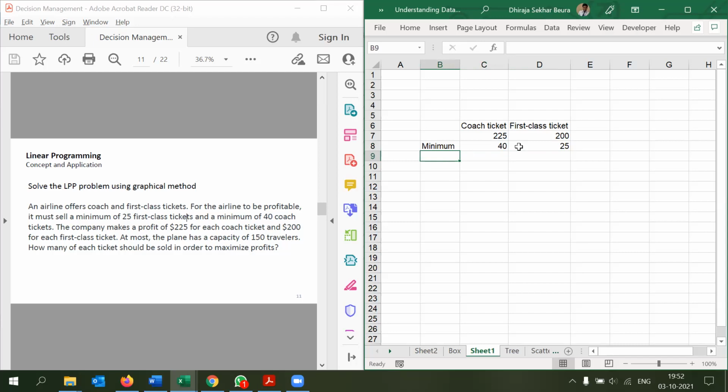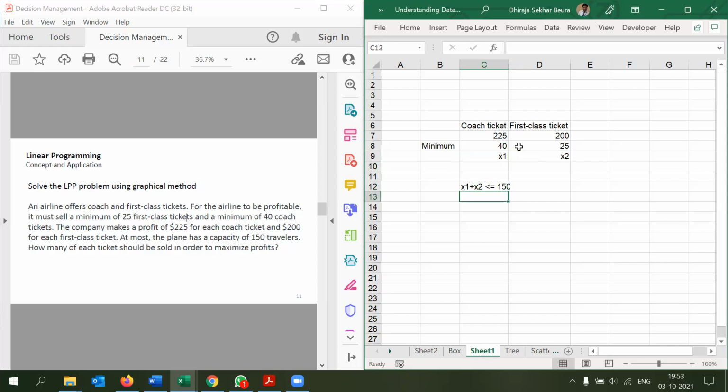Now one more constraint is there, that is the plane capacity, isn't it? So the plane capacity total is how much? 150. So if I say coach tickets are X1 and first class tickets are X2, then X1 plus X2 is equal to 150. Does that make sense, everybody? Do you agree with that? Pretty much easy, right? So X1 plus X2 should be less than or equal to 150.